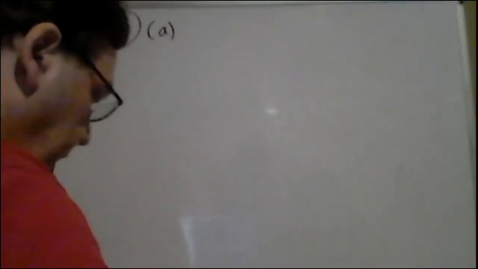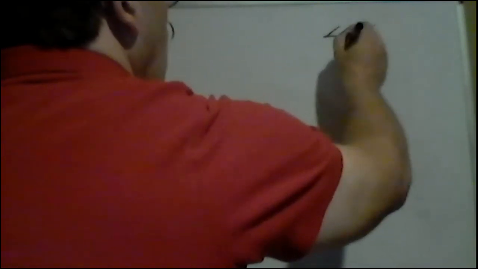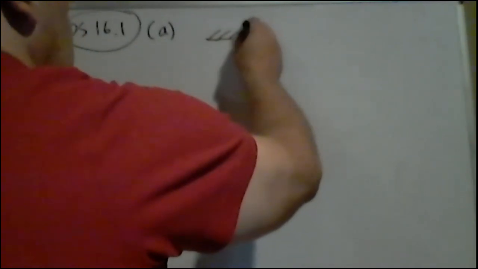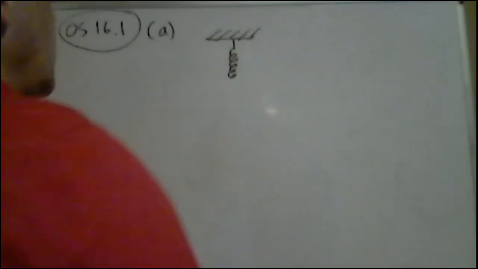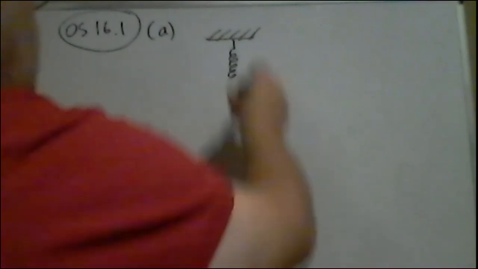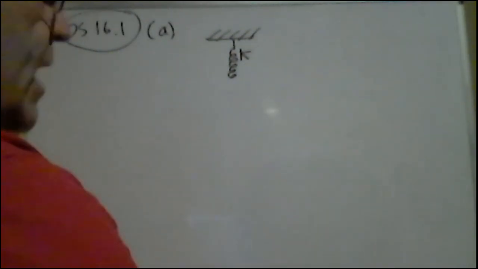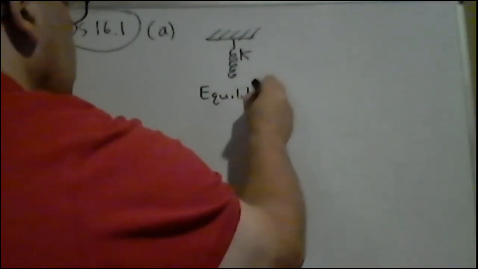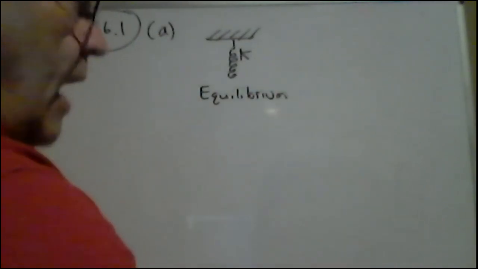The mass is hung on a spring. So let's draw a little picture. Let's say I'm at equilibrium, and I don't have any mass on this spring at all. The spring has a spring constant k. Now I want to apply a mass and see how much it stretches. This is the equilibrium, very much like our Hooke's law lab that we had recently.